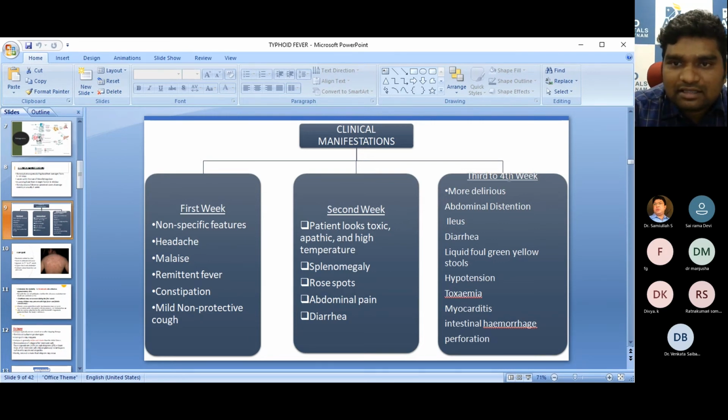In the third to fourth weeks, the patient becomes more delirious, abdominal distension increases, and the patient presents with gastric distension and paralytic ileus. Diarrhea supervenes, and liquid, foul, green-yellow stools can occur. The patient can go into septic shock, hypotension, toxemia, myocarditis, intestinal hemorrhage, and perforation. The 3 to 4 weeks are called the complication weeks of typhoid.